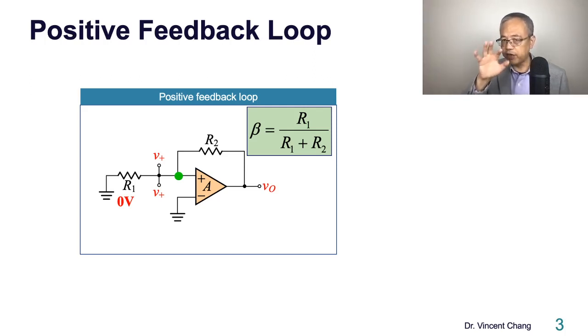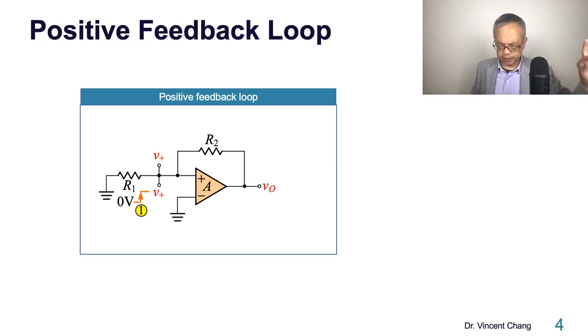Beta is the feedback factor. Remember, we talked about the feedback loop. The feedback factor is defined as R2 plus R1 in the denominator, and the numerator is R1. So beta is the feedback factor. And I just talked about, let's assume a positive disturbance, a positive spike, is present at the positive input terminal, the non-inverting terminal. Then what?